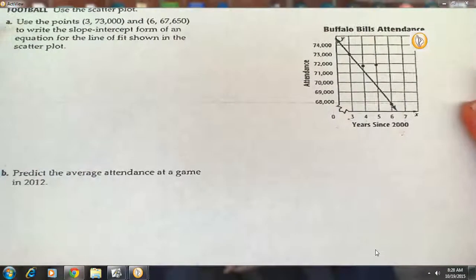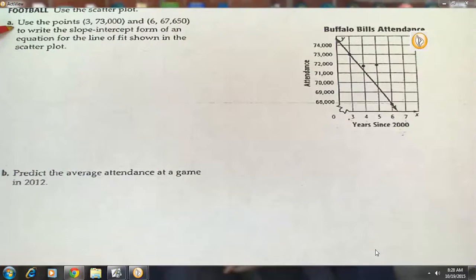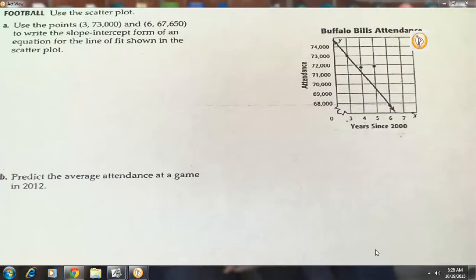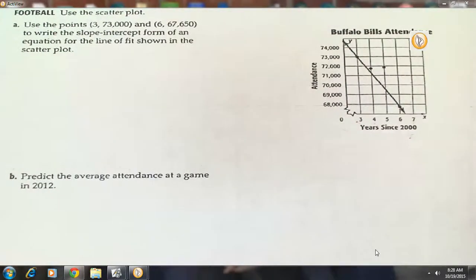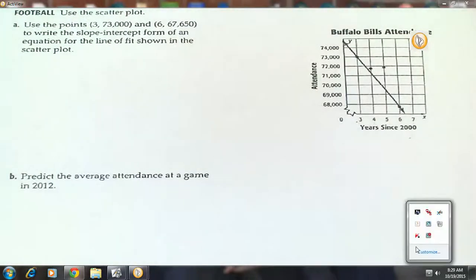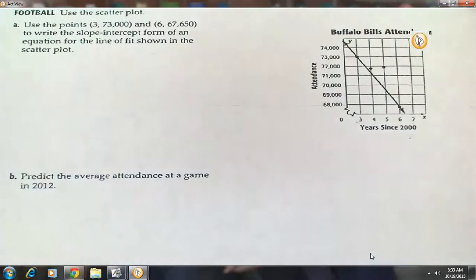In example A, it says to use the points 3, 73,000 and 6, 67,650 to write the slope-intercept form of an equation for the line of fit shown in the scatter plot. Right now, I would like for you to take a second and write your equation for part A. If you get done, you can go ahead and do part B if you would like. For sure, go ahead and do part A right now if you would. Okay, so the first thing we should have done is find the slope of the line that goes through those 2 points.